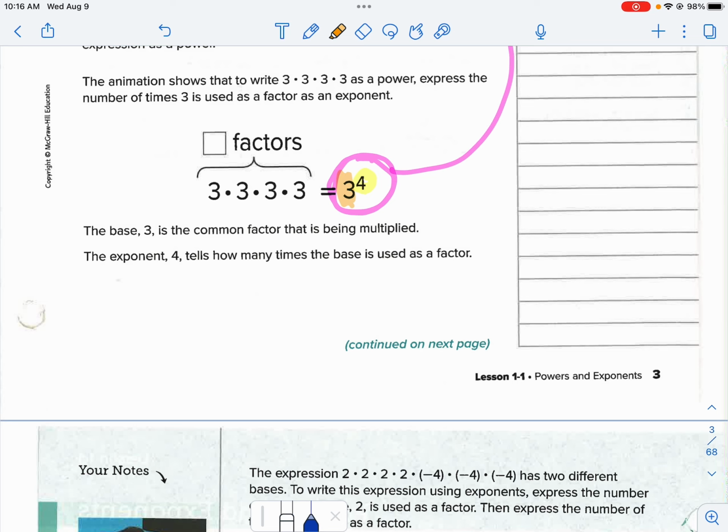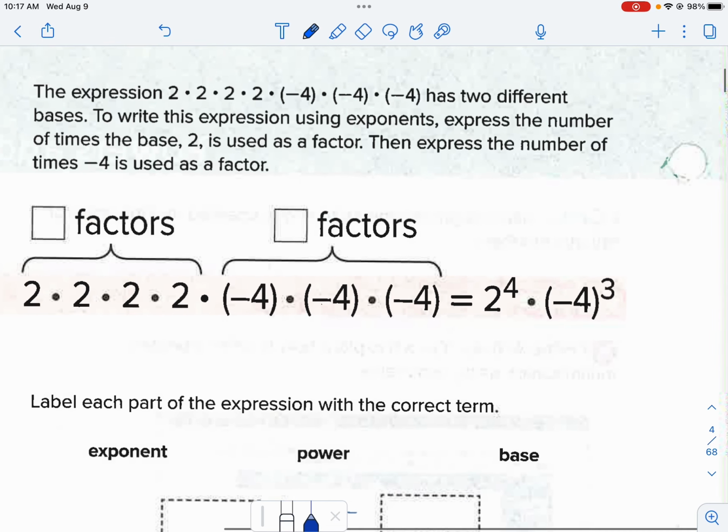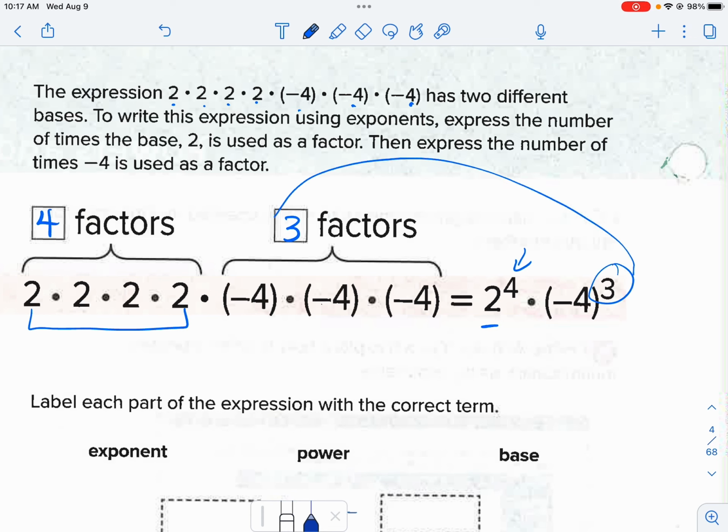Now there is an animation online that you can watch for that. Okay, I have 4 factors: 1, 2, 3, 4. I have 4 factors of 3, and that gets me 3 to the 4th power. The base is 3, the exponent is 4. If I look at this one right here, I have 4 2's. I have 3 negative 4's. So if I was going to write that in exponential form, I would write 2 to the 4th power because there are 4 factors. And then negative 4 has 3 factors. So the 3 comes from this, and the 4 comes from that.